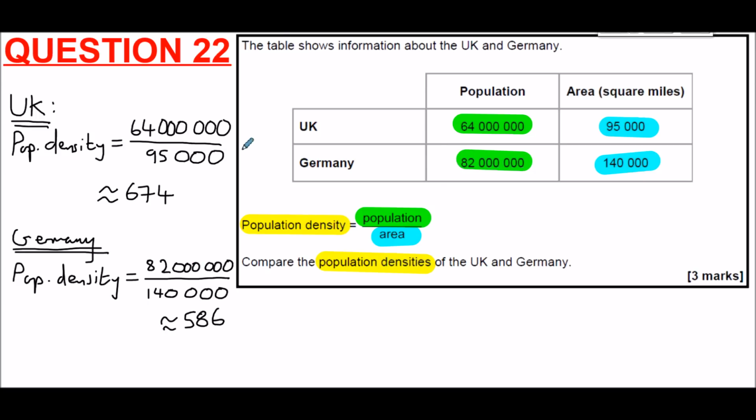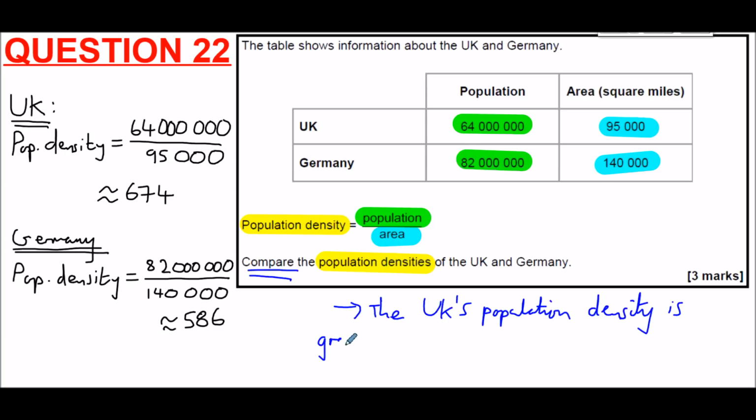1 mark for each figure. But we are asked to make a comparison. It says compare the population densities of the UK and Germany. So what I'd suggest to do as a final step is to make a comparative sentence. Just finish off by writing a simple sentence comparing the UK and Germany. So what I'd suggest is, just by saying something along the lines of, the UK's population density is greater or is bigger than that of Germany.